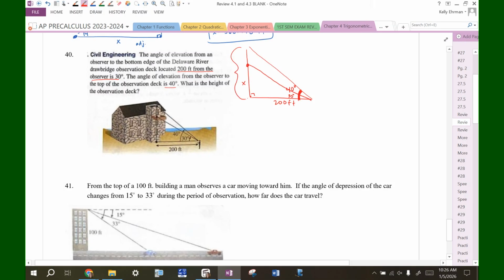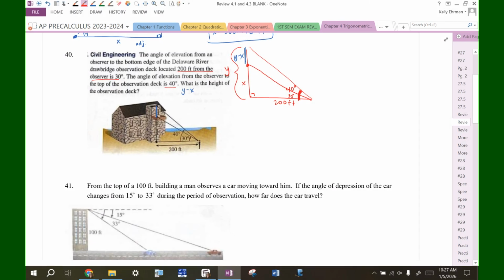Let's see if I can draw that a bit better. There we go. So I want each leg to be x and y, and then what is my answer going to be? What is the height of the observation deck? So what they mean is what is this distance right here, from here to here? So that would be y minus x.